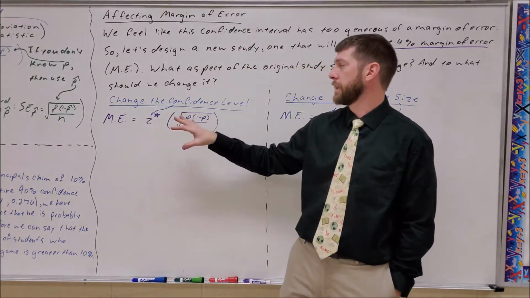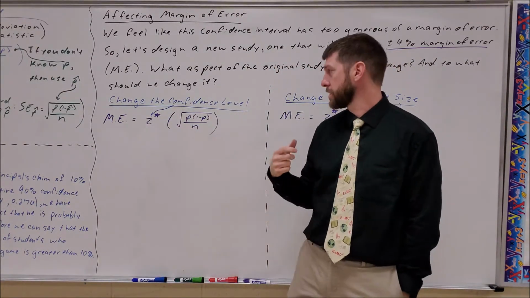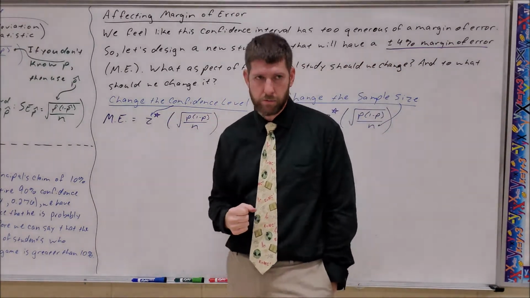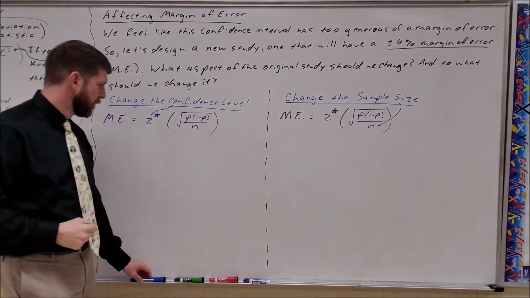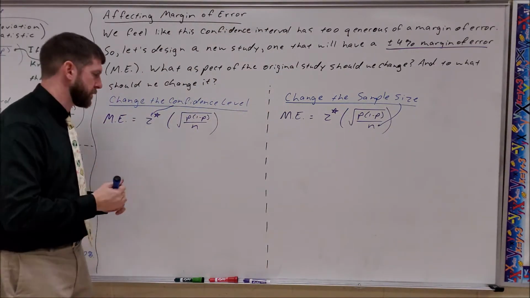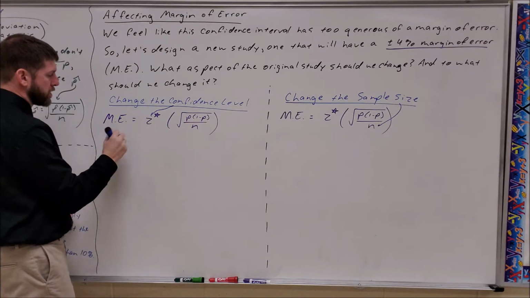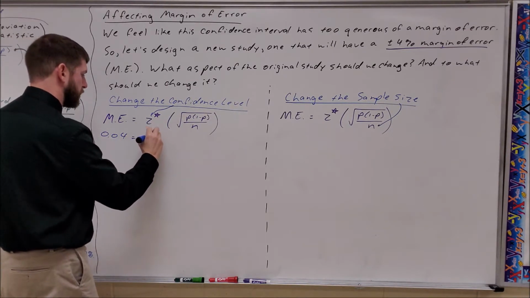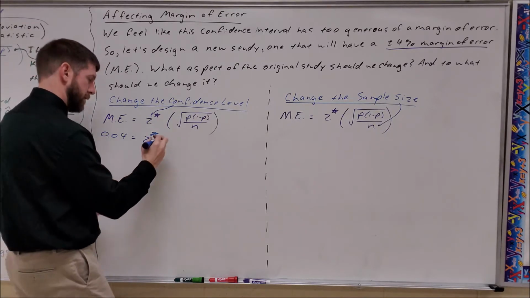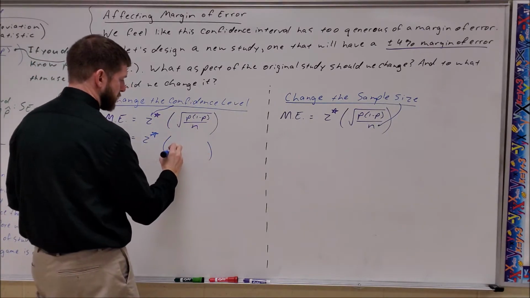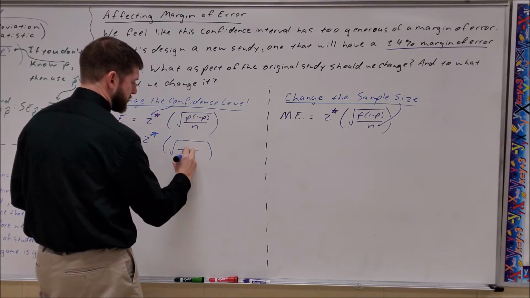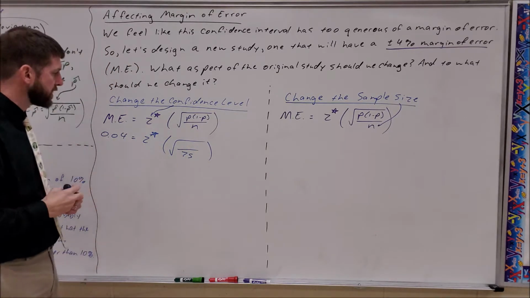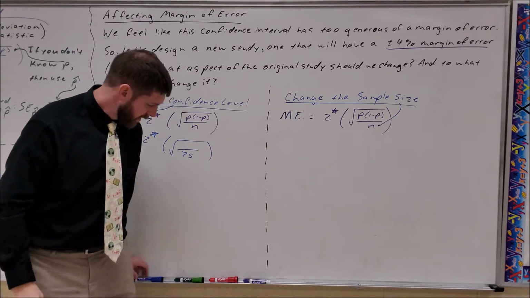Let's start with manipulating our confidence level so we can get a smaller critical Z. Let's just go ahead and do the arithmetic and see what that comes out to be. So margin of error, we want it to be 0.04. We don't know what critical Z needs to be yet. Standard deviation of the statistic. Well, we know that we're still dealing with a sample size of 75, but what about this P right here?